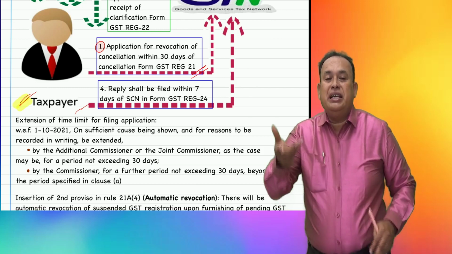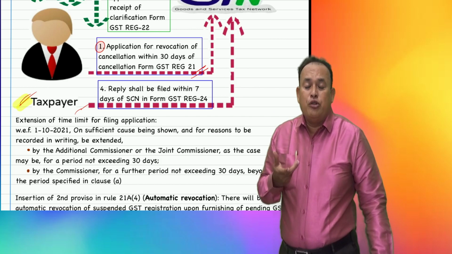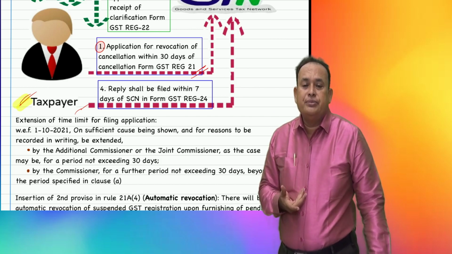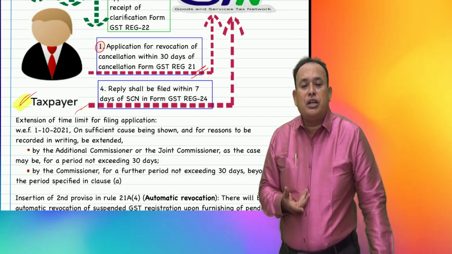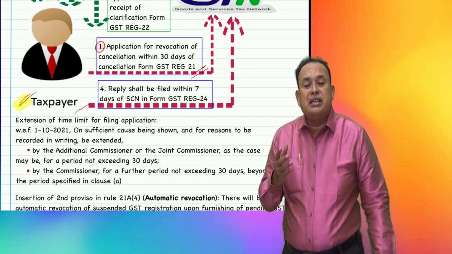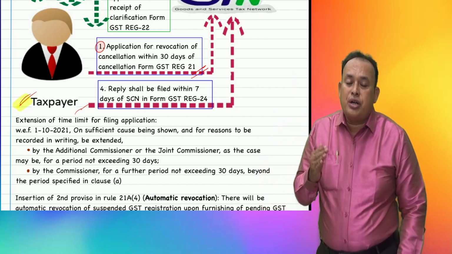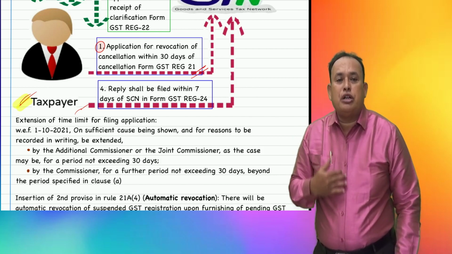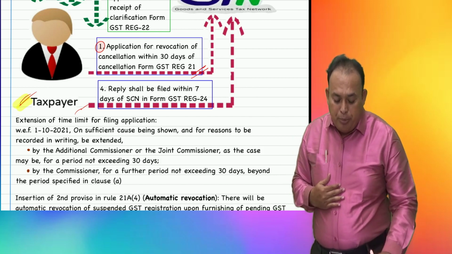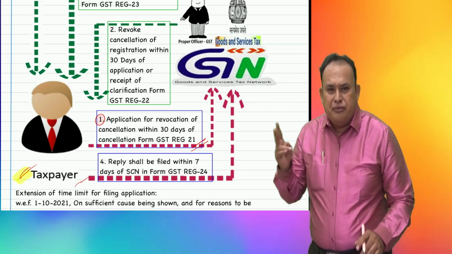Then apply for the cancellation or revocation of cancellation of registration. Application for revocation of cancellation within 30 days of cancellation, form GST REG 21. Application for revocation of cancellation. Department officer will verify whether he applied within 30 days.